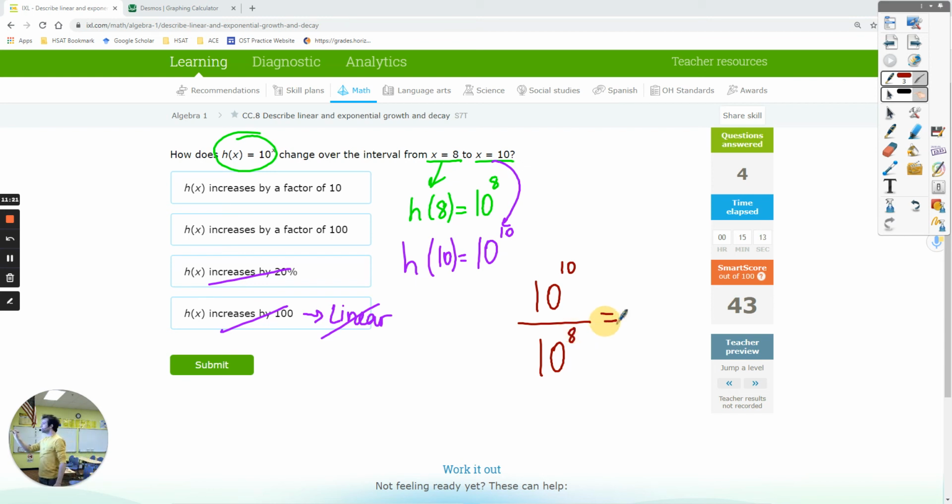So when you have the same base, you should subtract the exponents. That's how we deal with the exponents. Keep the base the same, subtract these two. 10 minus 8 is 2. And I hope you know what 10 squared equals. If not, just use a calculator, that equals 100. So the answer would be the function increases by a factor of 100. So let's submit this.